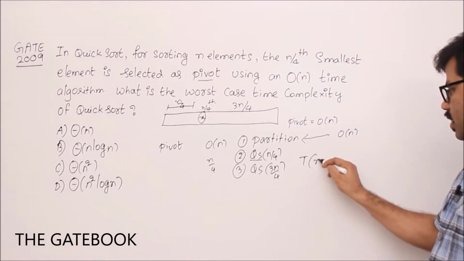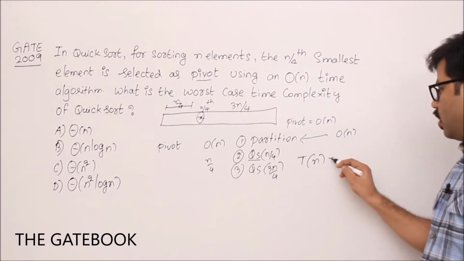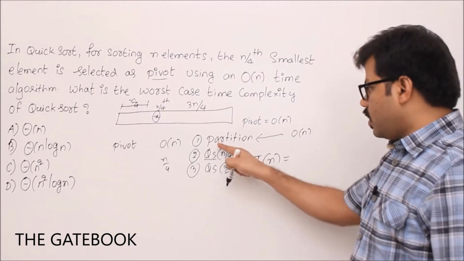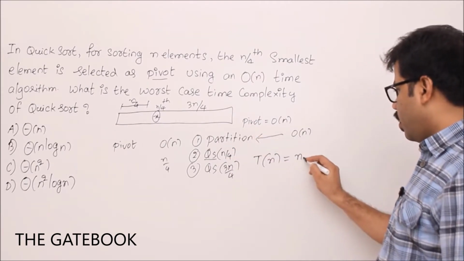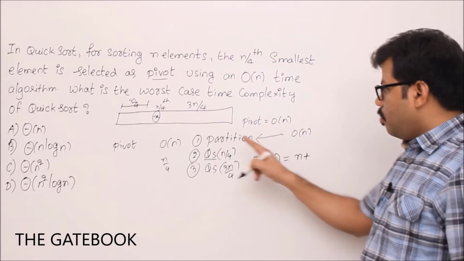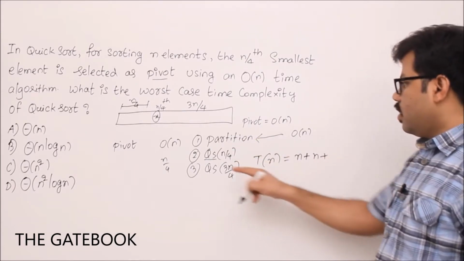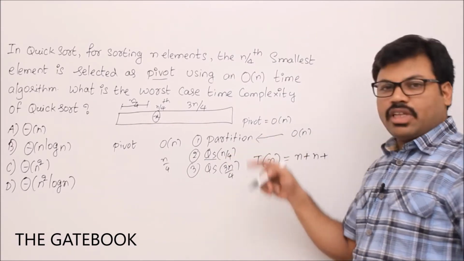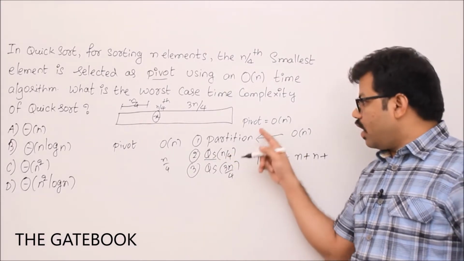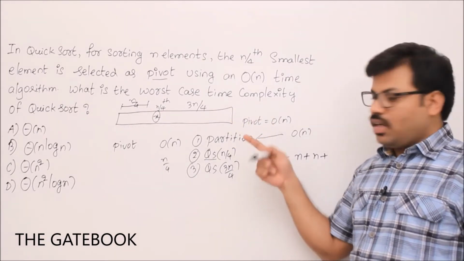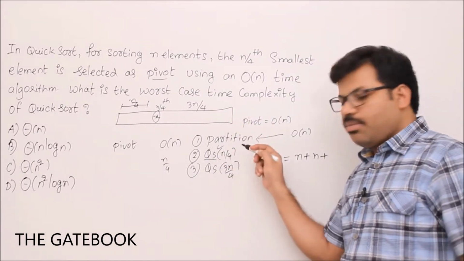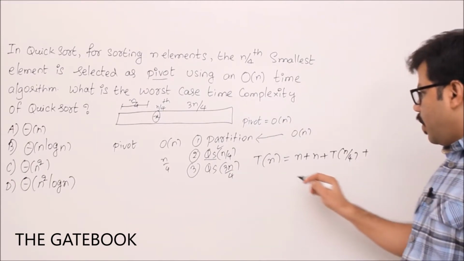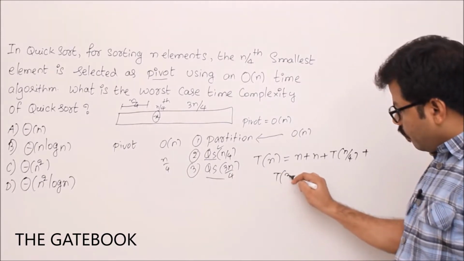The total time complexity of any recursive algorithm can be calculated using recurrence relations. So T of n equals first step, finding the pivot, order of n. Let's write n, plus partitioning n units, plus applying quicksort on n by 4 elements. Here also we will be doing the same thing, finding the pivot again, which is the n by 4 smallest, and same story. That's why quicksort of n by 4 elements with the same set of steps takes T of n by 4 time according to recurrence, plus quicksort of 3n by 4 takes T of 3n by 4.